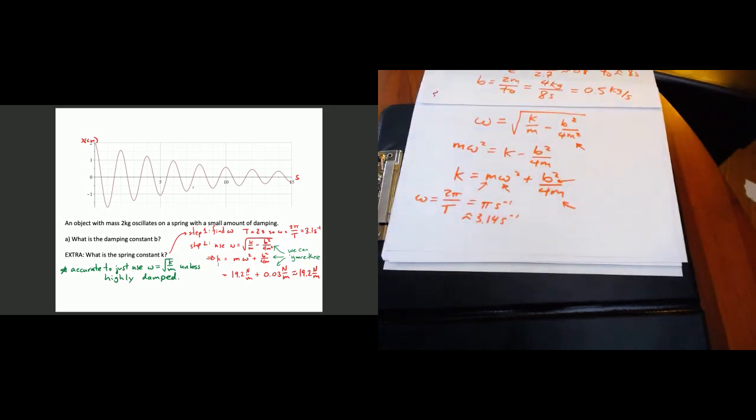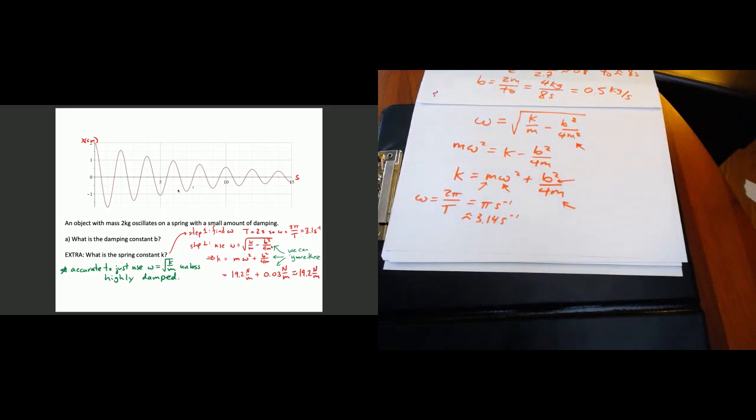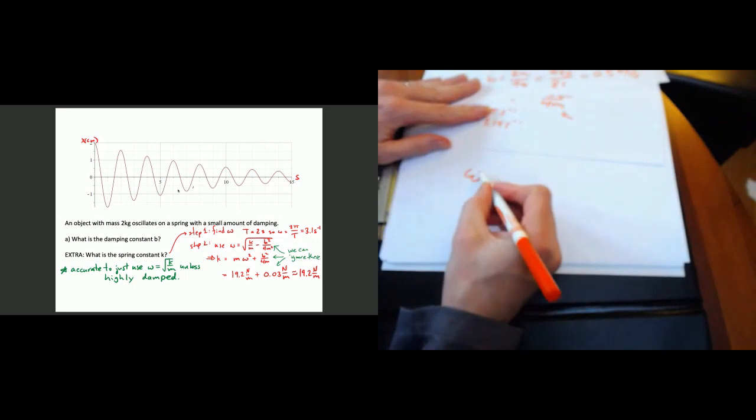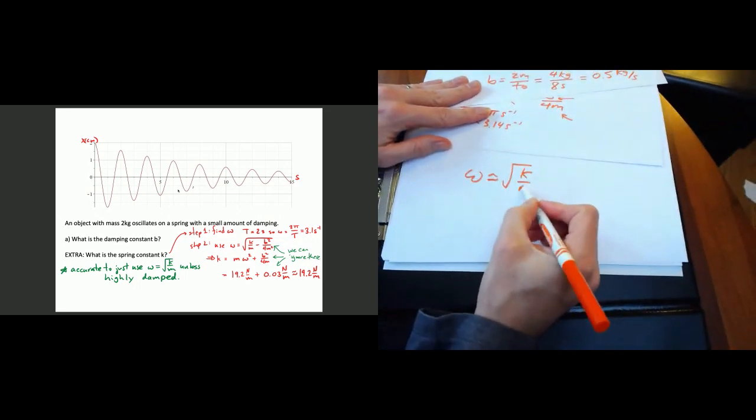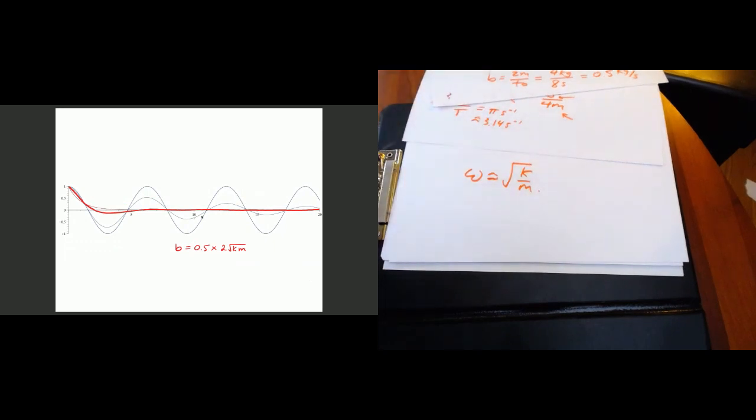And so the bottom line is that when your graph looks like this, with a lot of oscillations, then you can basically still say that omega is approximately equal to the square root of k over m. A situation where you wouldn't be able to assume that would be if your graph looks more like this one, where you only have a couple of oscillations before it settles down, and then your omega might be significantly different than the square root of k over m, and then you should use the more complicated formula.